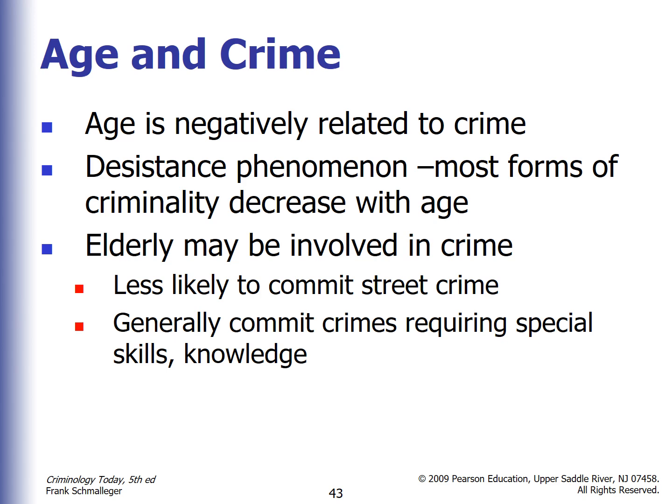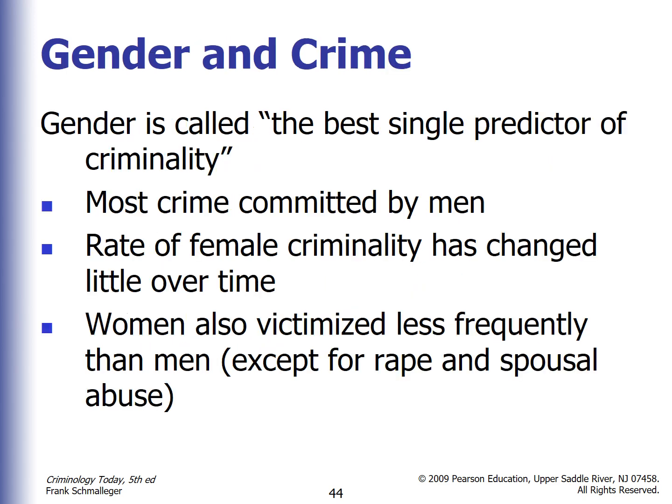So age and crime, you will see if you decide to study it, they're generally negatively related. Most crime is committed by people who are either teenagers or young adults. And after the age of 25, those numbers start to drop significantly.